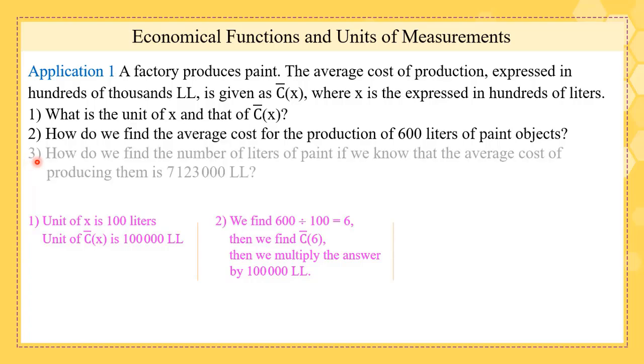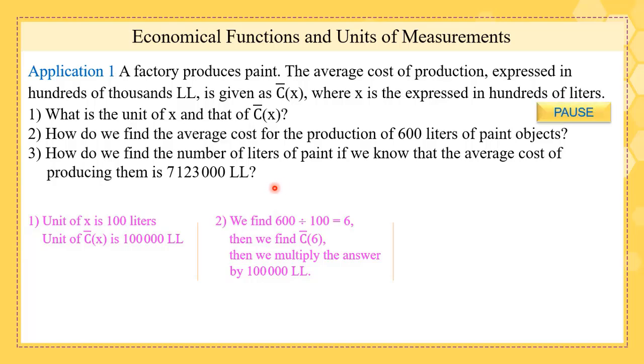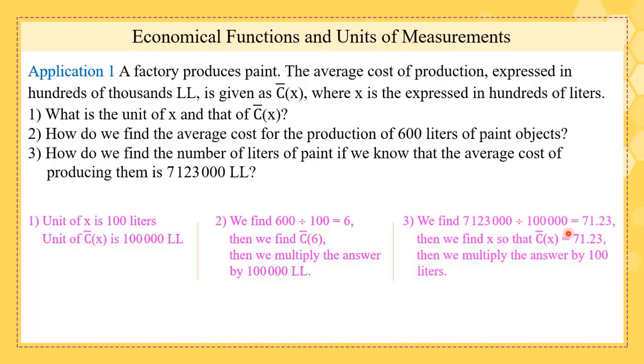The last part is, how do we find the number of liters of paints if we know that the average cost of producing them is 7,123,000? Also here, pause the video and solve this part. Solution. We divide 7,123,000 by 100,000. We get 71.23. Then we solve the equation C bar of x equal 71.23, and we get x. After that, we multiply the value of x by 100.